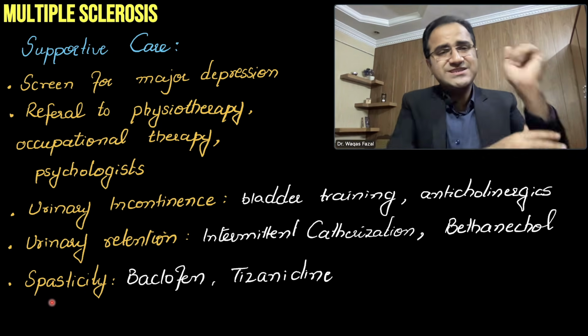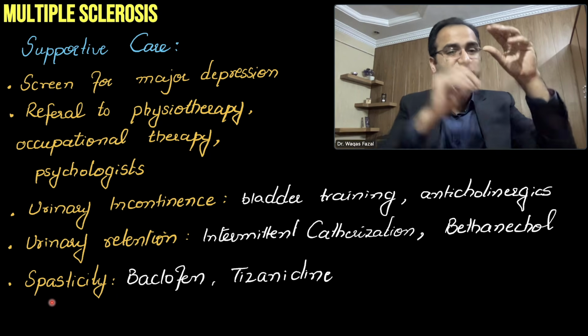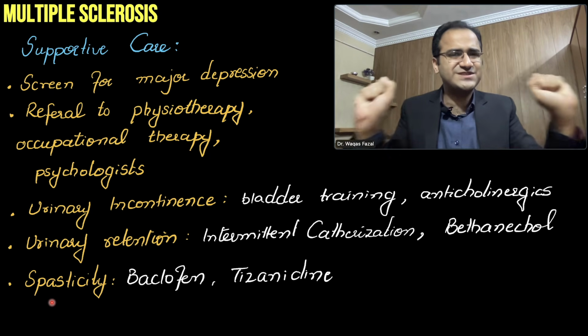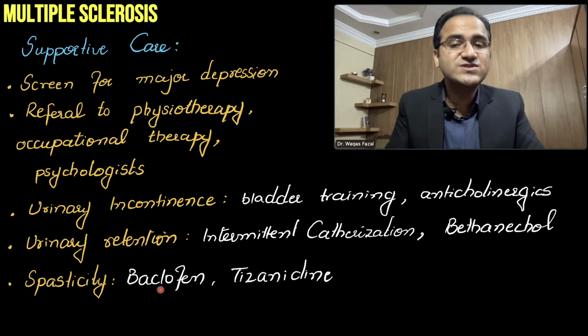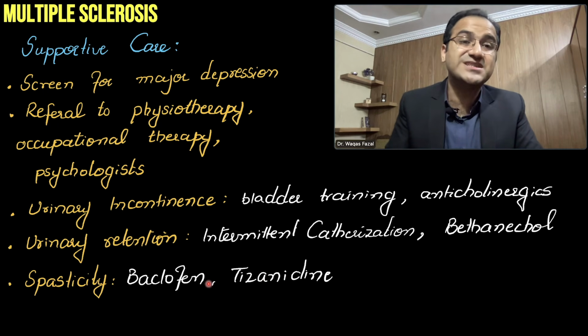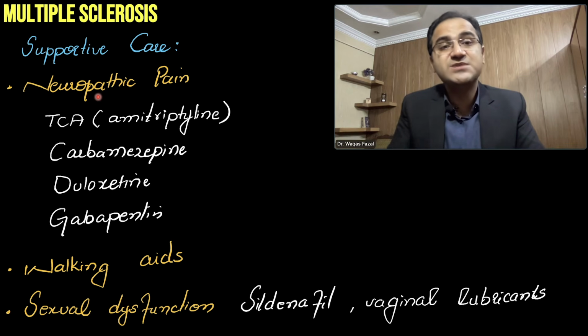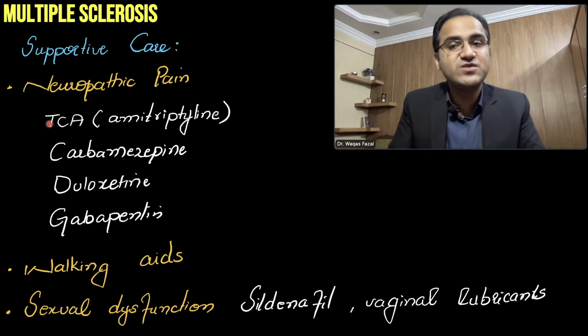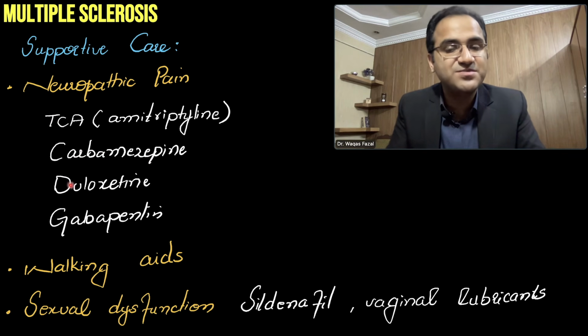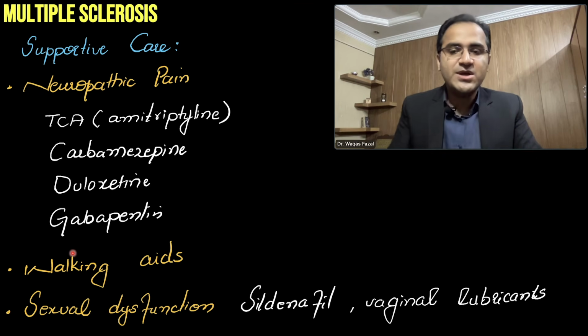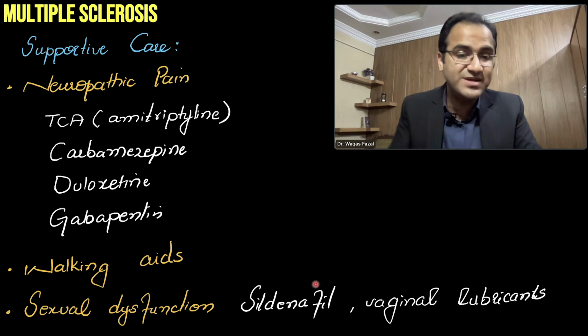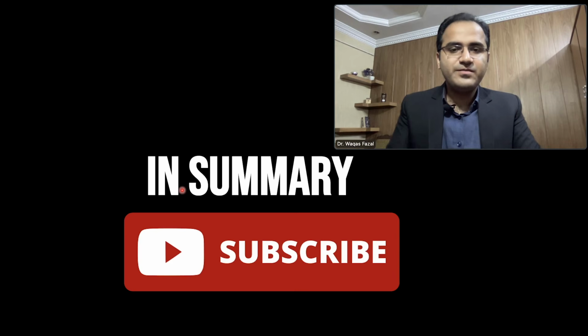If the patient is developing spasticity in the upper motor neuron, if the pyramidal tracts are damaged, the patient will have spasticity of the legs and arms. In that case, you can use baclofen or tizanidine, that are muscle relaxants. If the patient has damage to the sensory nerve, then that patient will be suffering from neuropathic pain. For that, you can use TCAs, amitriptyline, carbamazepine, duloxetine, gabapentin. If the patient is having walking problems, you can give walking aids. If the patient is having sexual dysfunction, you can advise sildenafil to the males and vaginal lubricants to the females.